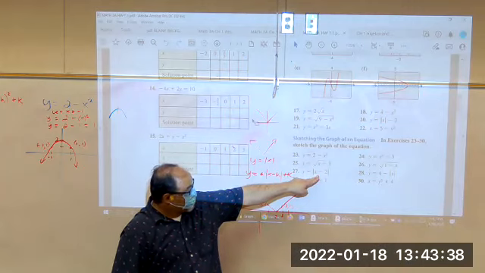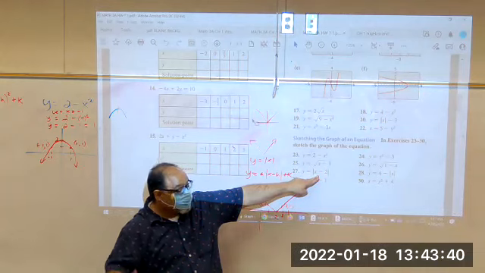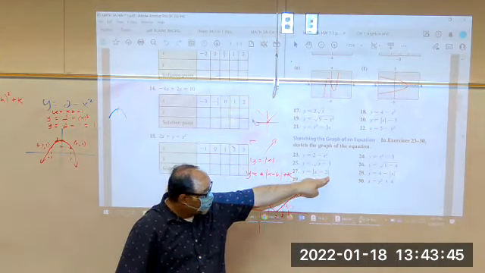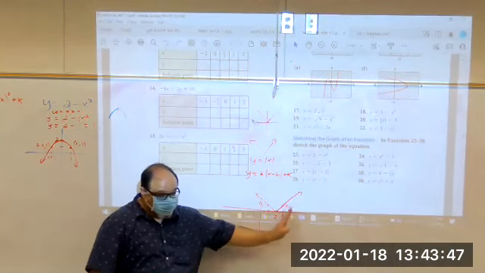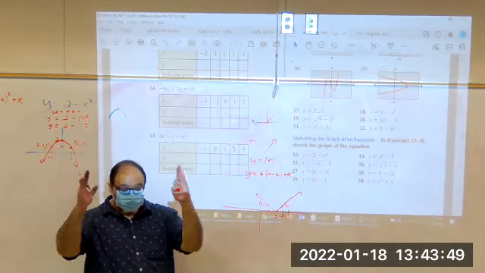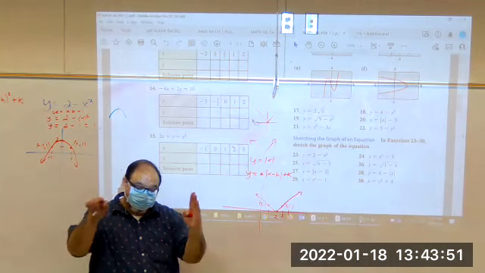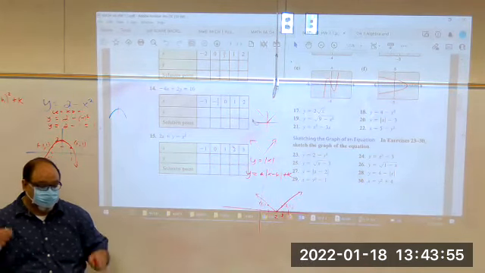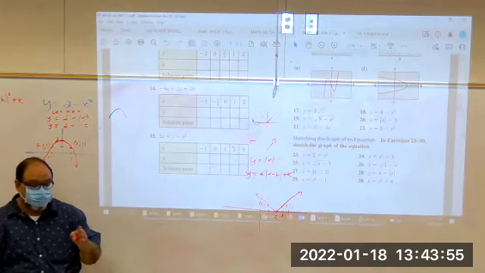Okay, so look at this one. What +2 makes 0? If you saw x plus 2, what +2 makes 0? -2. It goes this way. When you see plus, the h is a negative. When you see minus, the h is a positive.